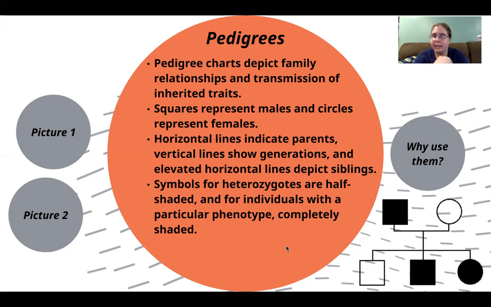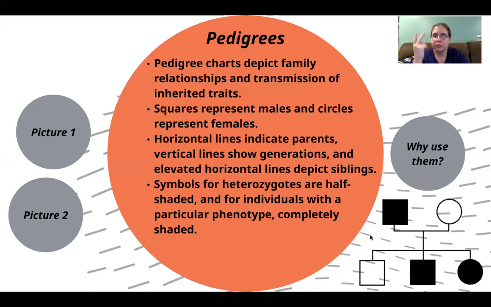Horizontal lines indicate parents. A lot of times you'll see them drawn across the center between them. When there's a horizontal line that connects a square and a circle, that indicates parents. The vertical line going down shows the change in generation from the parents to the offspring. And this elevated horizontal line that the offspring are hanging from, like grapes on a vine, represents the siblings.